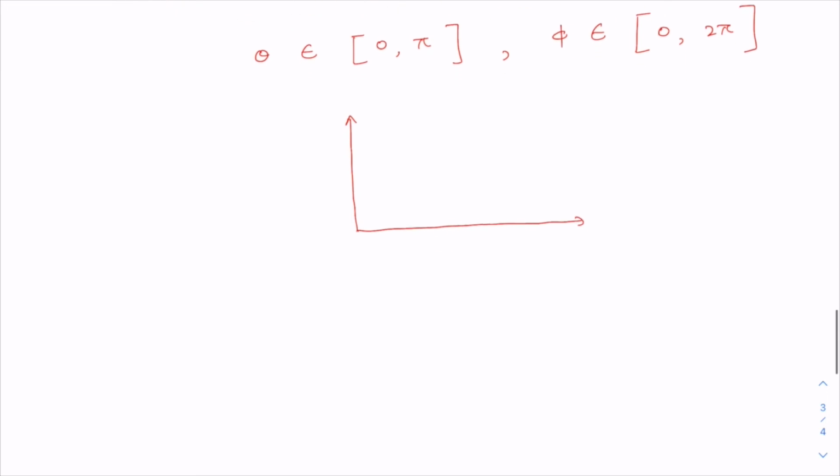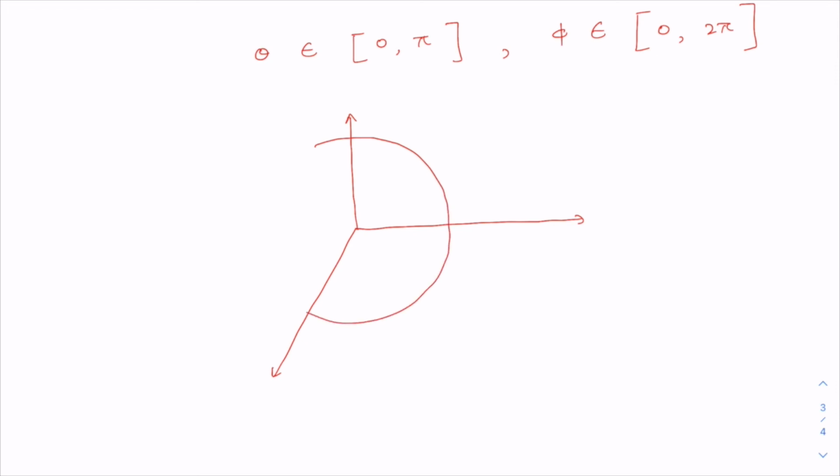So let me draw it once again. So we have this sphere, which is now known as the Bloch sphere. So this is the equatorial plane. So let us say this is my x-axis, this is y, this is z, and an arbitrary point on the sphere is, say, this one, and this angle is theta, and this is the angle phi.